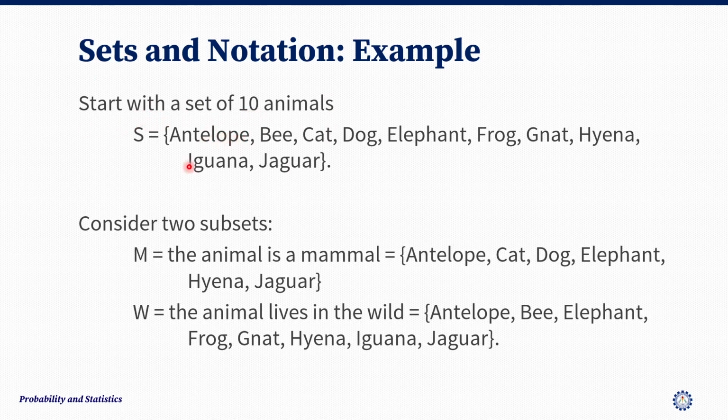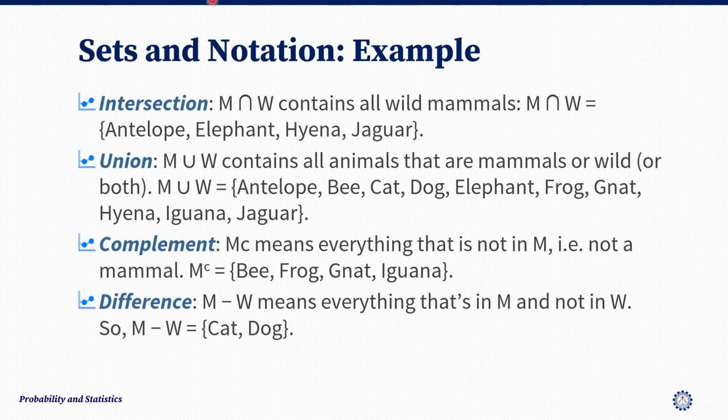Let's start with a set of 10 animals. In our set S, we have antelope, bee, cat, dog, elephant, frog, gnat, hyena, iguana, and jaguar. We'll consider two subsets. Let M be the animals that are mammals: antelope, cat, dog, elephant, hyena, and jaguar. In our subset W, the animals live in the wild: antelope, bee, elephant, frog, gnat, hyena, iguana, and jaguar.